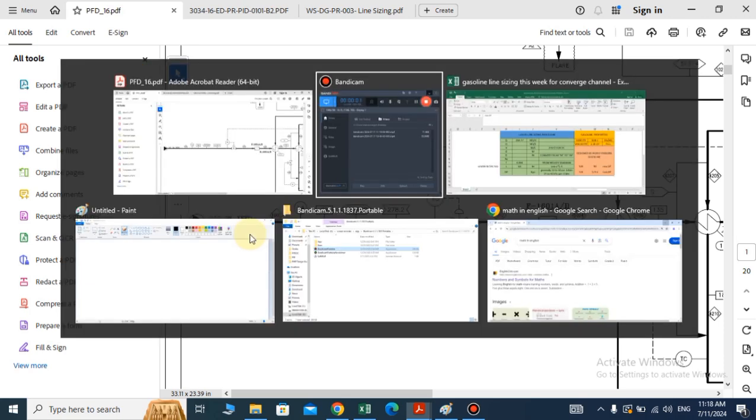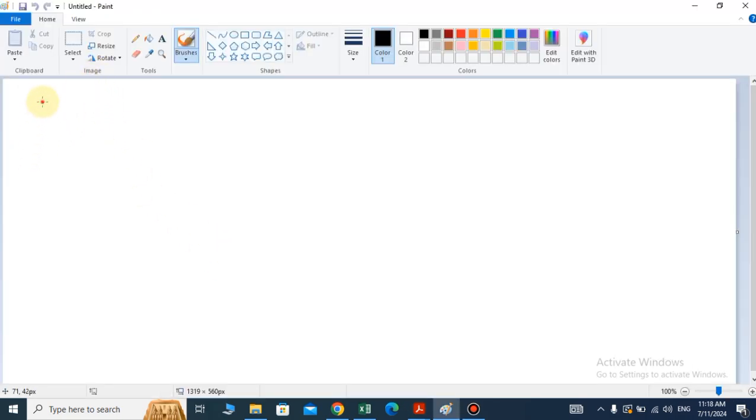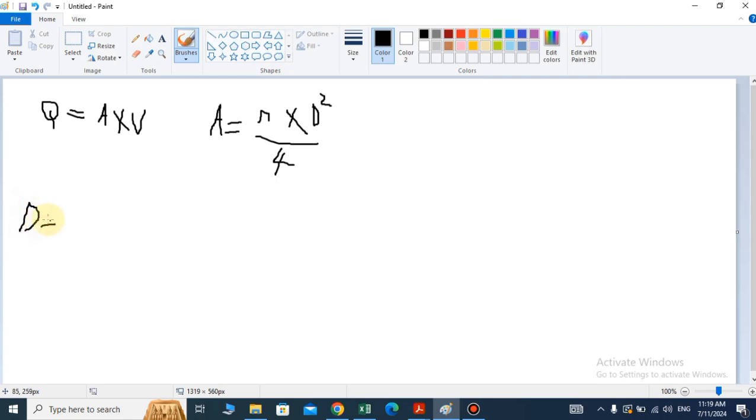So let's get started, and at first we need to learn the concept of line sizing. We have Q, which is the flow rate of the feed, which is equal to A, the cross-sectional area, multiplied by the velocity. We all know that the cross-sectional area is equal to pi multiplied by D squared, the diameter of the pipe, divided by 4. By mixing these two formulas, we have D, the internal diameter of the pipe, which is SQRT, the square root, of 4 multiplied by the flow rate, divided by pi, multiplied by the velocity.